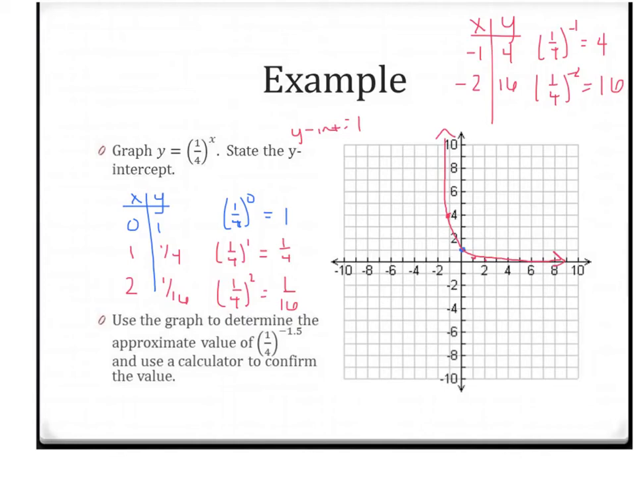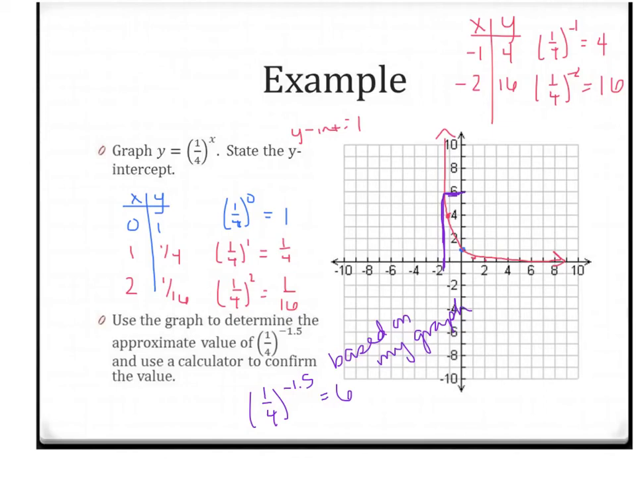Okay, so if I come to negative 1.5 here on my graph, and I come up to the graph, let's see, I'm going to say it's someplace around 6. It's kind of harder on here, but you think you can be a little more exact on your paper. So I'm going to say that 1/4 to the negative 1.5 is 6. That is based on my graph, which is why you really want to have fairly accurate graphs.